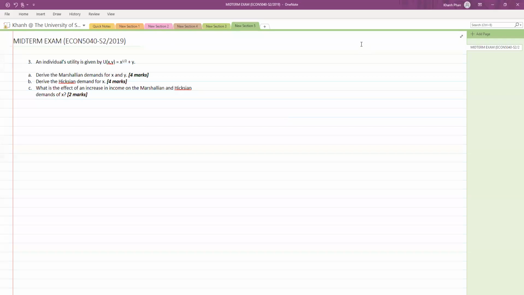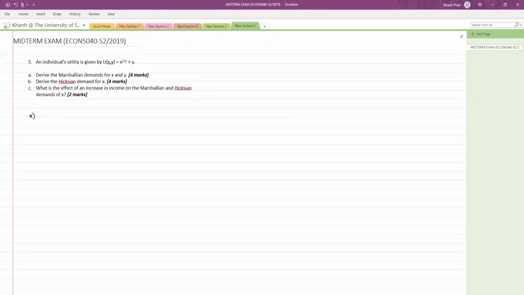Okay, so we're going to do question 3 in the Midterm exam. In this question, we are given a utility function for a consumer, which is equal to x to the power half plus y. This is a quasi-linear utility function that Pavlos already went through in the past exam paper. Part A is asking you to derive the Marshallian demands for x and y. It's pretty straightforward.